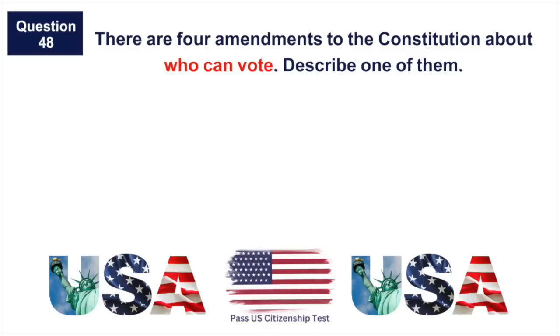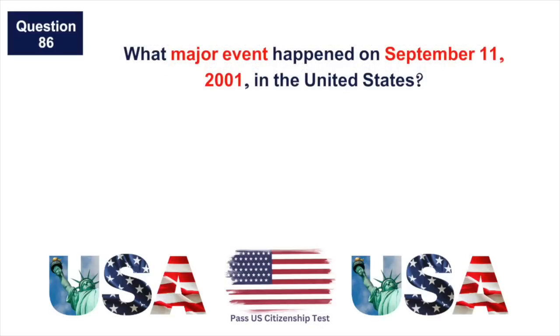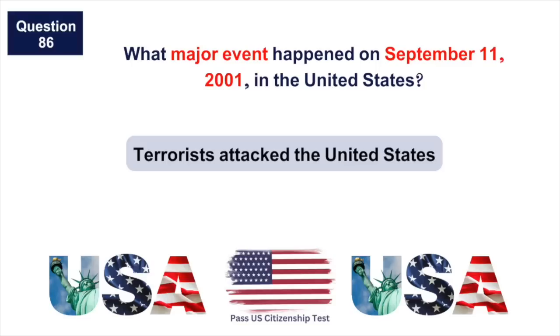There are 4 amendments to the Constitution about who can vote. Describe one of them. Citizens 18 and older can vote. What major event happened on September 11, 2001 in the United States? Terrorists attacked the United States.